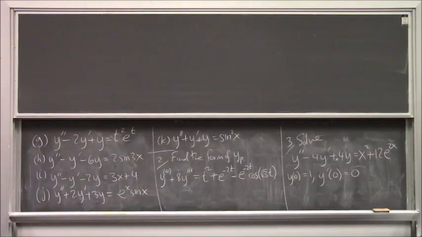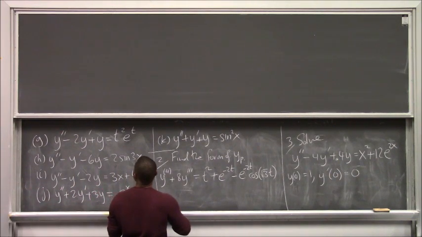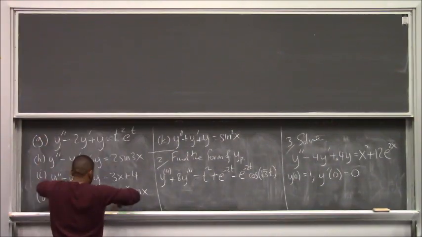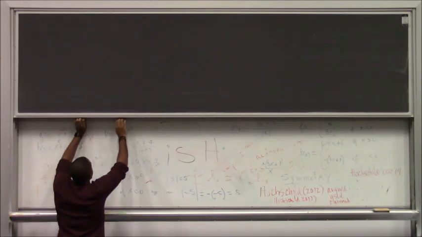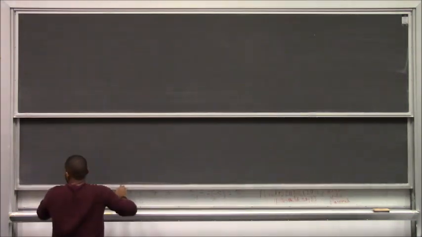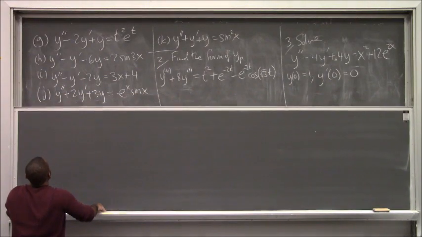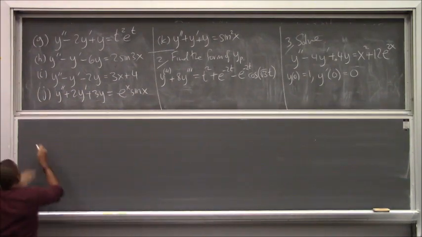Okay, and let's go. So these were just the examples that we had last time for you guys to finish up. Let's actually just knock them out really quickly. So we're going to use undetermined coefficients. So let's start with G.